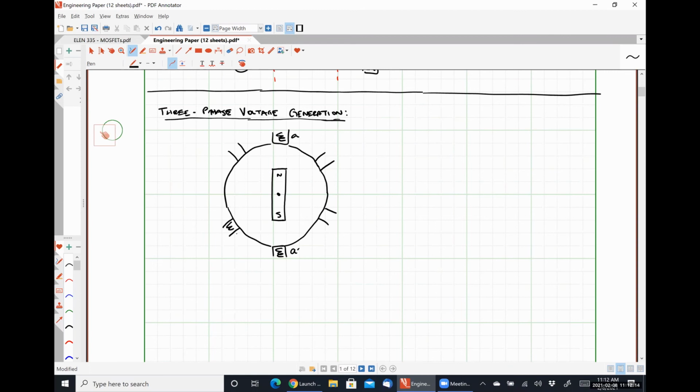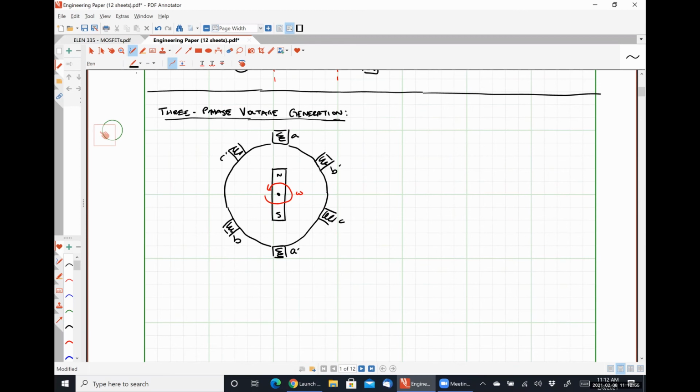Over here, I have a coil for my B. This is a coil for what I'm going to call B prime. And over here, I have a coil for C. And over here, I have a coil for C prime. And I'm going to spin my magnet with some angular frequency omega in a counterclockwise direction, okay?